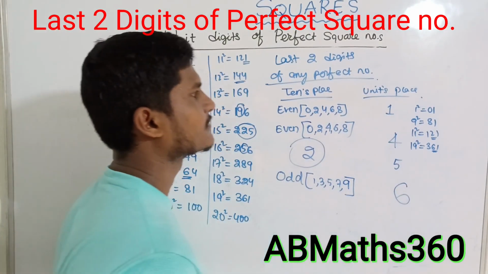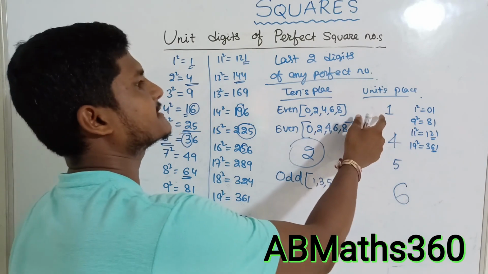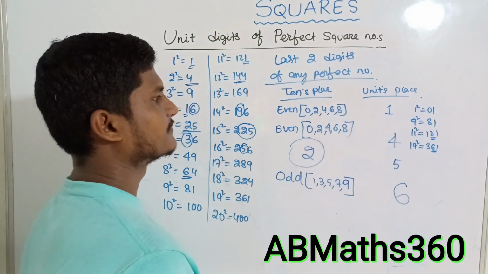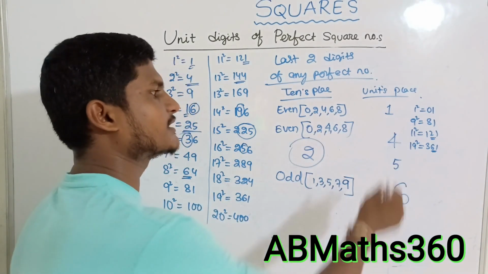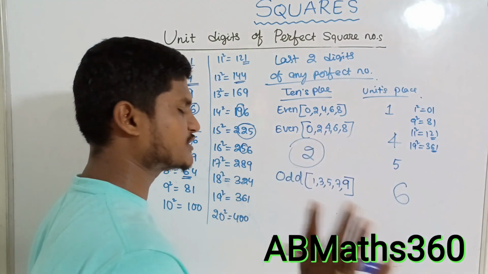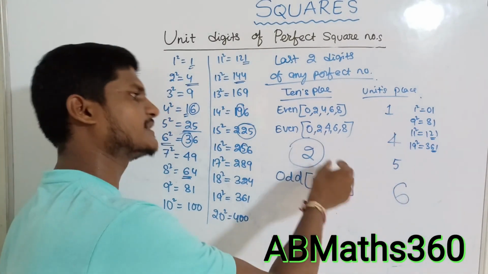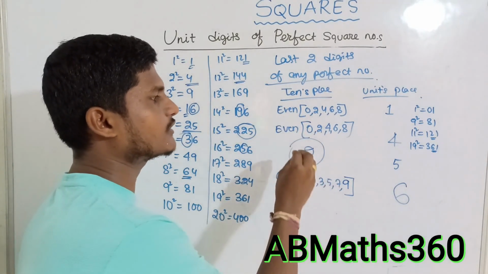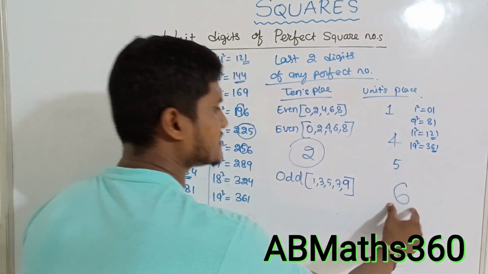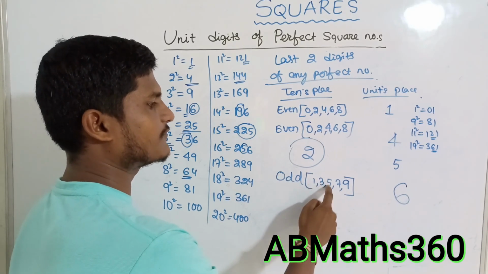So if the unit place of a perfect square number is 1, the tens place is always an even number, that is 0, 2, 4, 6, 8. If the unit digit of a perfect square number is 4, the tens place is also an even number, that is 0, 2, 4, 6, 8. Always even numbers. If the unit place of any perfect square number is 5, the tens place is always 2. Only 2, not even numbers, only 2. If the unit place of any perfect square number is 6, the tens place is always odd. So for example 1, 3, 5, 7, 9.